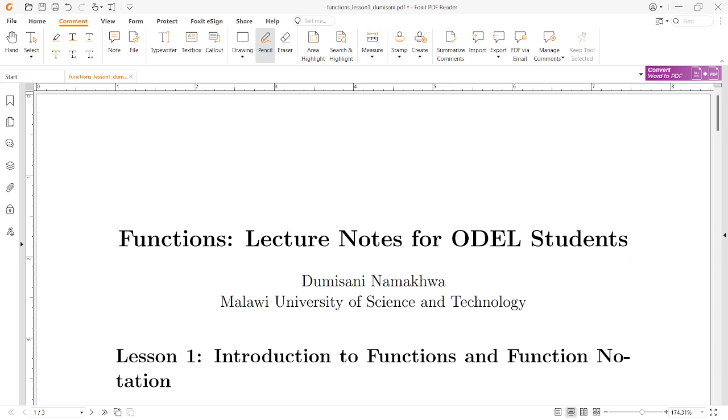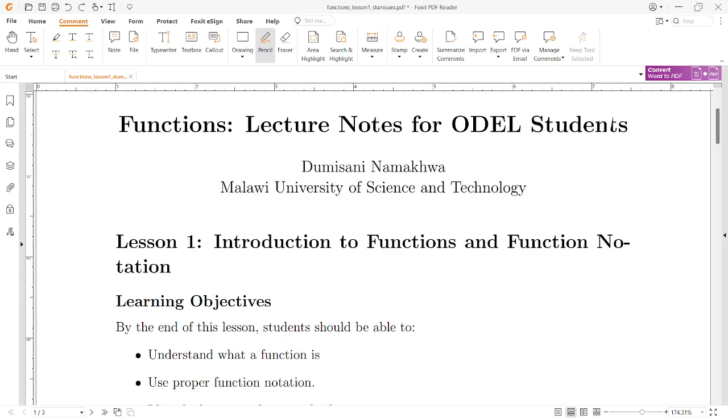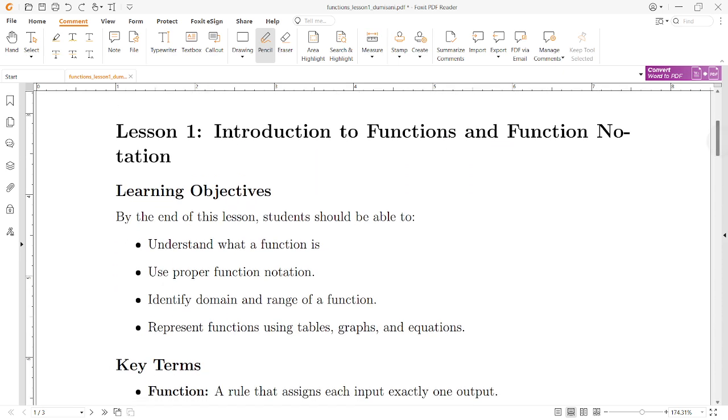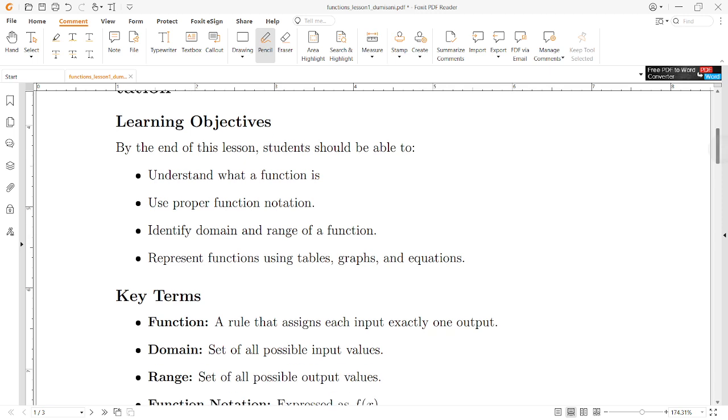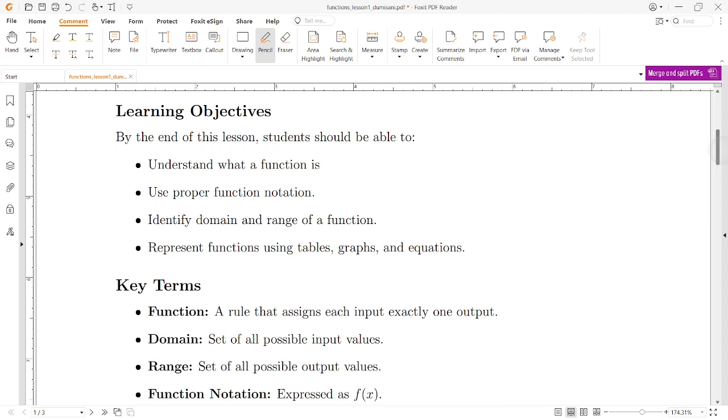As I've mentioned, today we are looking at functions. Our focus today is on functions. If we look at the learning objectives, at the end of the lesson we should be able to understand what a function is, use proper notation of functions, identify a domain and range of a function, and represent functions using tables, graphs, and equations.